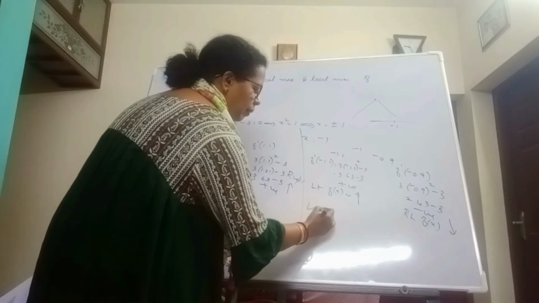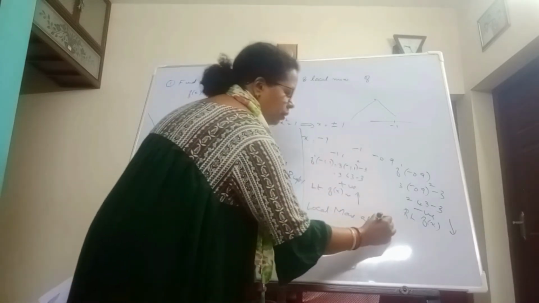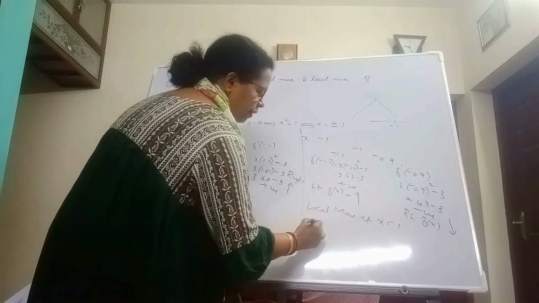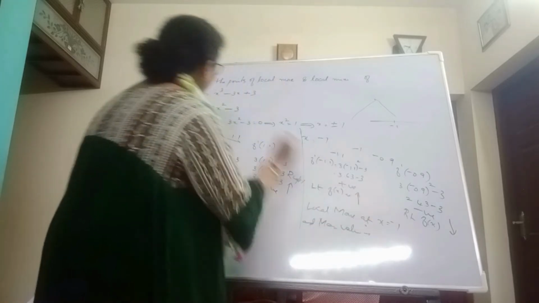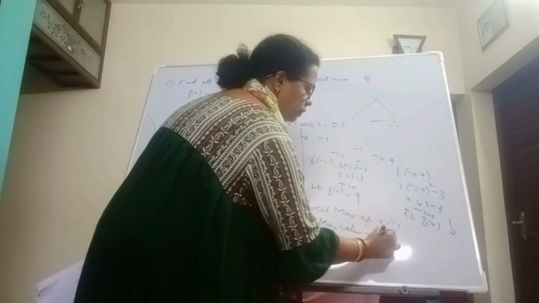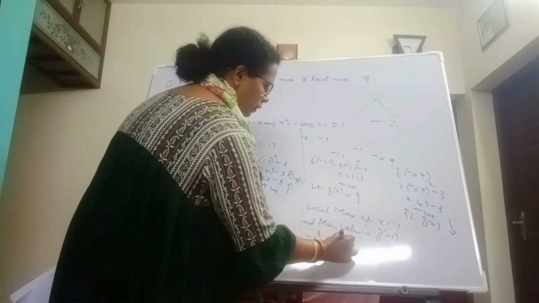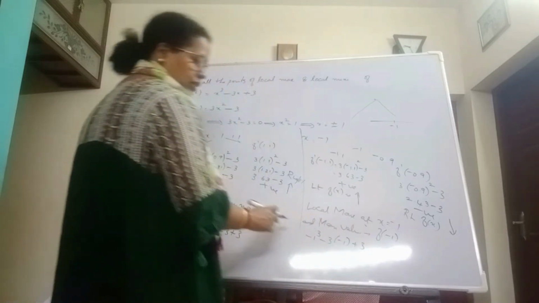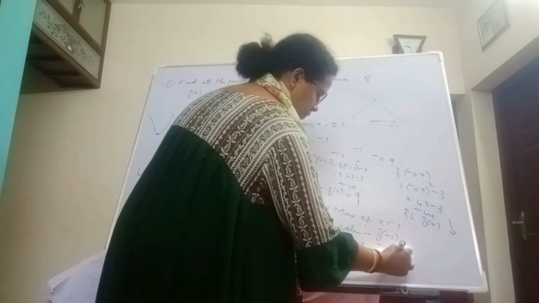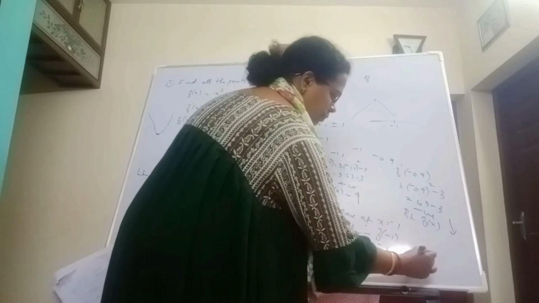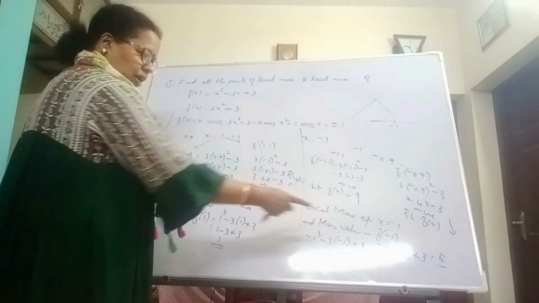So local maxima at x equal to which value? x equal to negative 1, and the maximum value is f of negative 1. What is it? Negative 1 cube minus 3 into negative 1 plus 3. Negative 1 cube is negative 1, minus 3 into negative 1 is plus 3, and plus 3. So 6 minus 1, 5. So the local maximum value is 5.